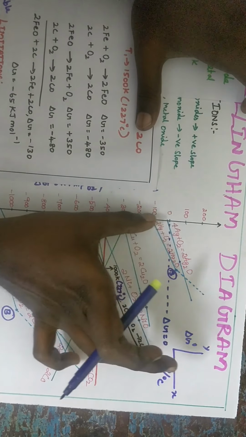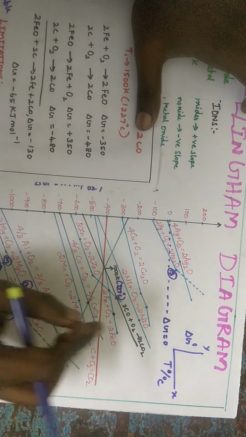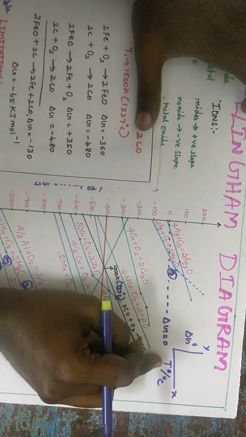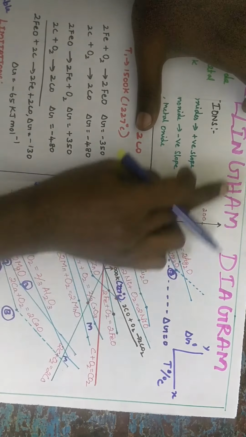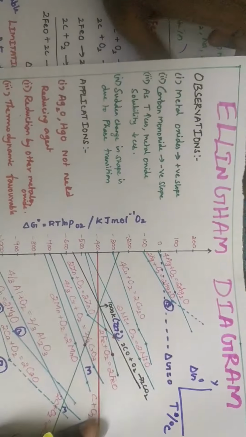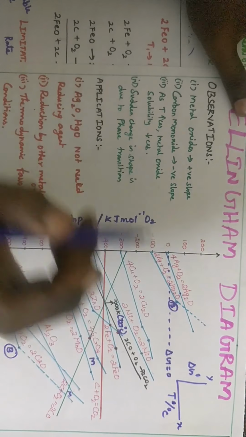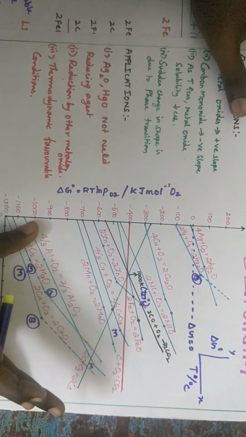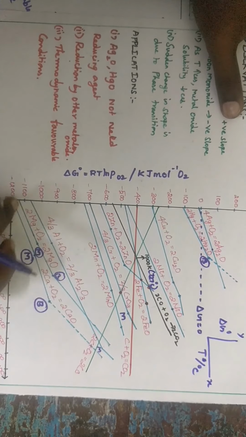This graphical representation of various metal oxides, plotting delta G naught versus temperature in Celsius, is called the Ellingham diagram. So what are the observations he made in the Ellingham diagram? First observation, you look at the graph. Most of the plots are looking upwards.